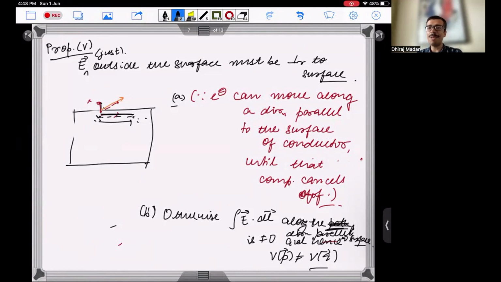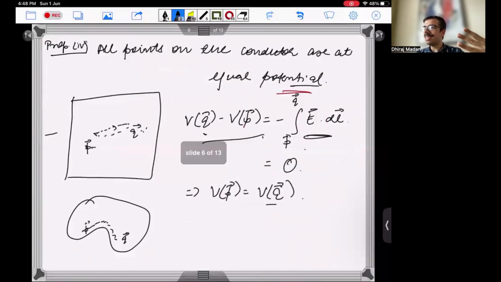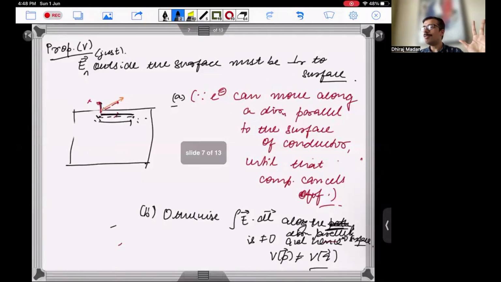So that will contradict the previous property. You can understand it in several ways, but just to summarize, we have 5 properties. Firstly, the electrostatic field inside the conducting medium is zero. Second property, no charge can reside inside the conducting medium. Third property, any charge which is there must lie only on the surface. Fourth property, all points on the surface are at equal potential. Fifth property, electrostatic field just outside the surface must be perpendicular to the surface, right?